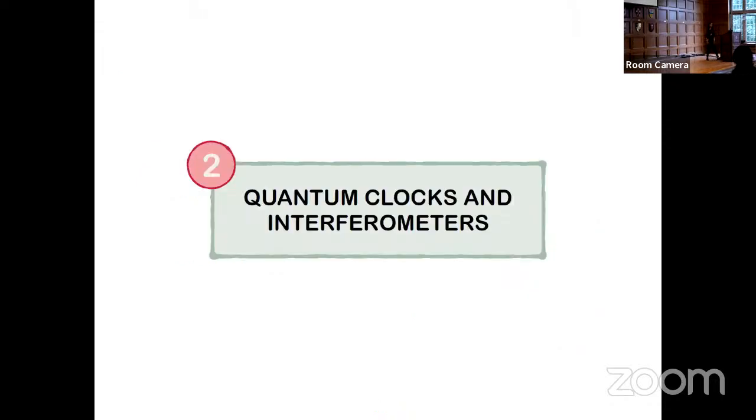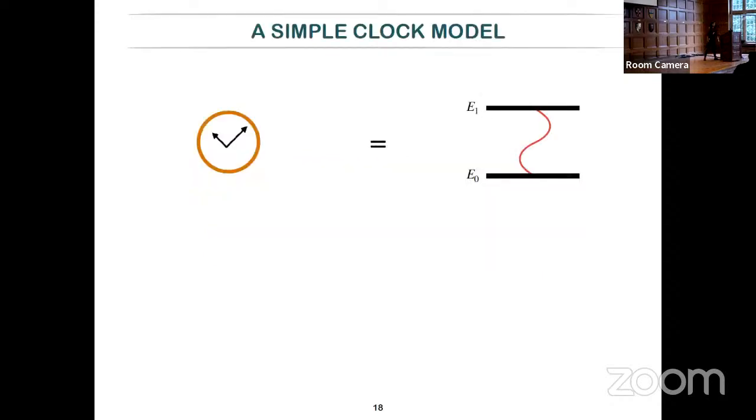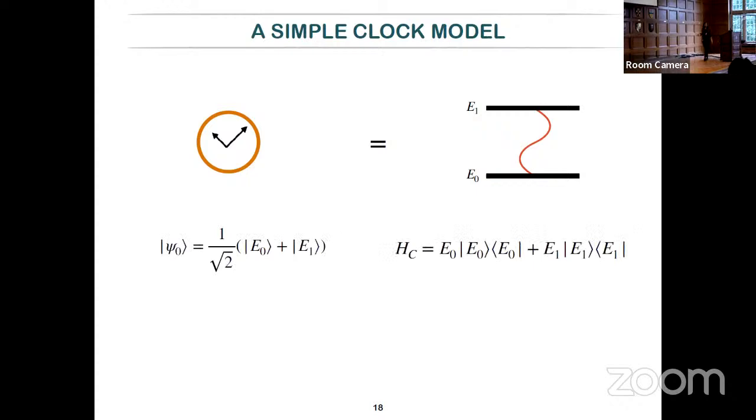So let's go to the second part, quantum clocks and interferometers. The first thing that we want to define, if we're going to talk about quantum clocks, is a clock. This is the simplest model of a clock, which is a two-level system. So now we're back to quantum theory, just to make it clear. We have a two-level quantum system. And if we want this two-level quantum system to behave as a clock, then we have to initialize it in a state that is not an eigenstate of the Hamiltonian, otherwise nothing happens to the clock.